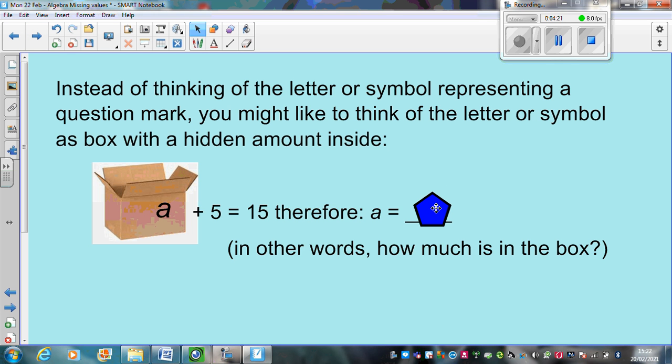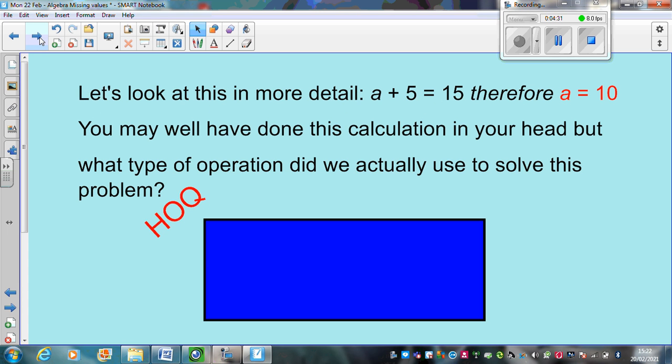In fact, you've probably already realised, haven't you? Something plus 5 to equal 15, something must be 10. Let's have a look in a bit more detail. So, a plus 5 equals 15, therefore a equals 10. You may well have done this calculation in your head, I'm sure many of you did.